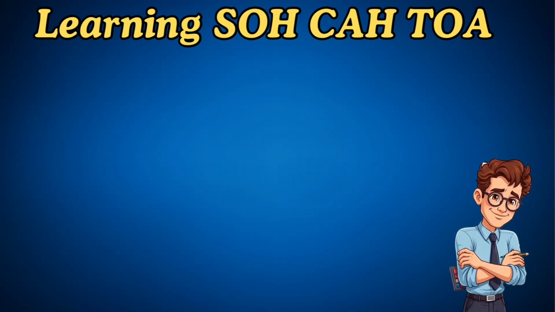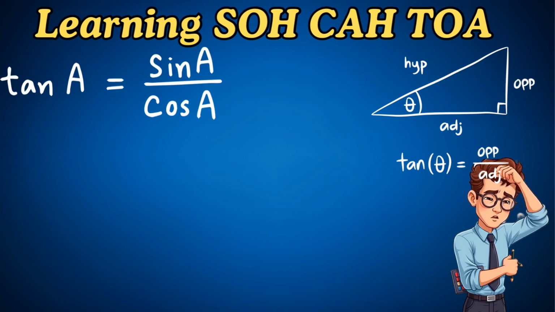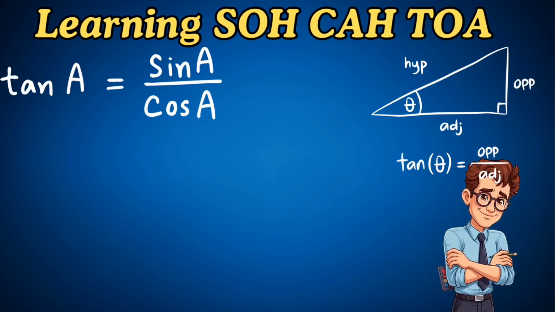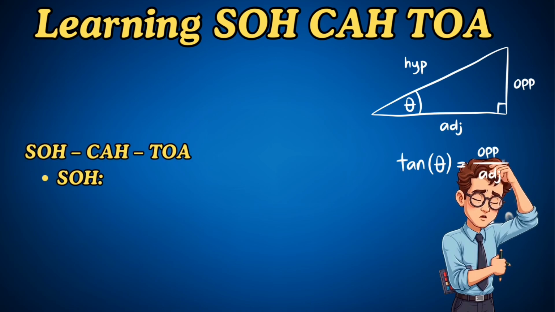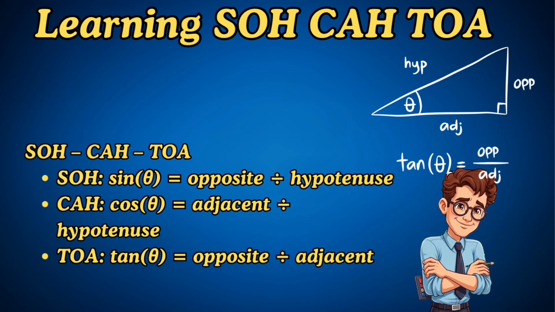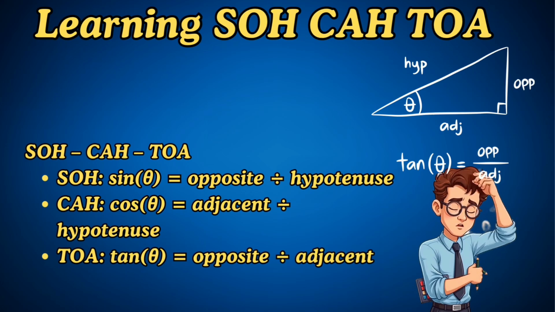Welcome back to Fix My Maths. Today we're tackling one of the big topics that appear on every GCSE paper, finding missing angles in right-angled triangles using SOH CAH TOA. If you ever looked at a triangle question and thought, which formula do I use? Don't worry, by the end of this video, finding angles will feel natural and simple.